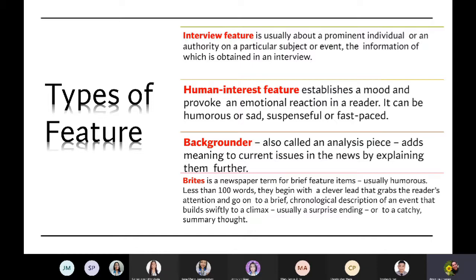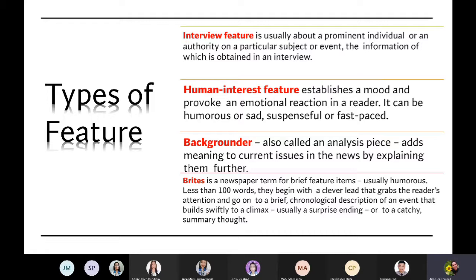It triggers our emotions. Then backgrounder, it will just give what's happening around. One good example is creating a feature about COVID-19, how Manila looks when everyone is in lockdown. Okay? Brights. A good example of brights is the Reader's Digest.